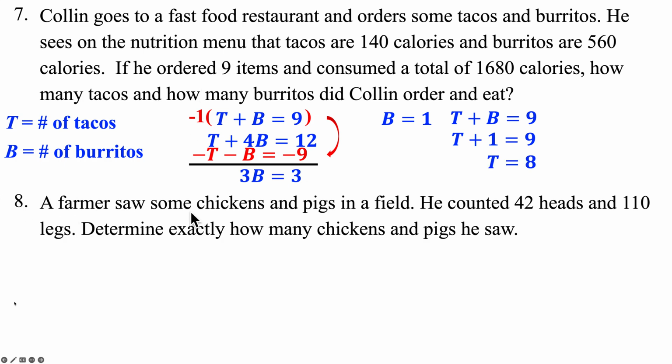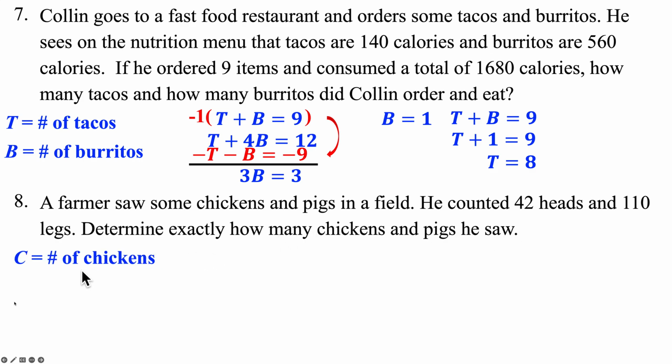A farmer saw some chickens and pigs in a field. He counted 42 heads, so there's 42 animals out there, and 110 legs. This I always got to giggle at. These animals are moving around, especially chickens, and you were able to count up 110 legs. Right. Anyhow, let's have fun with it. Determine exactly how many chickens and how many pigs he saw.